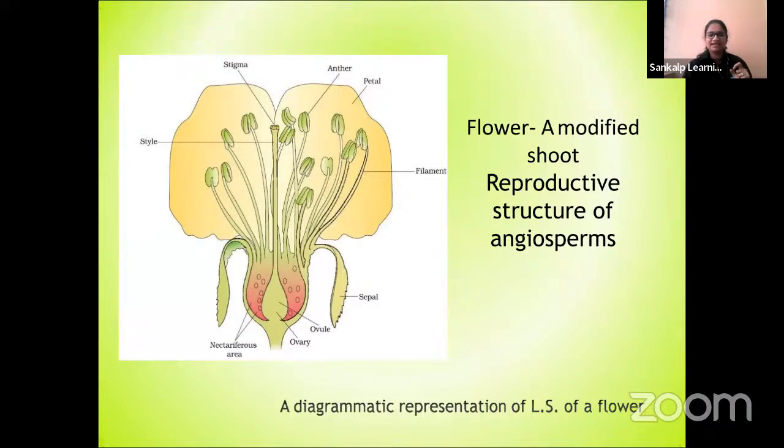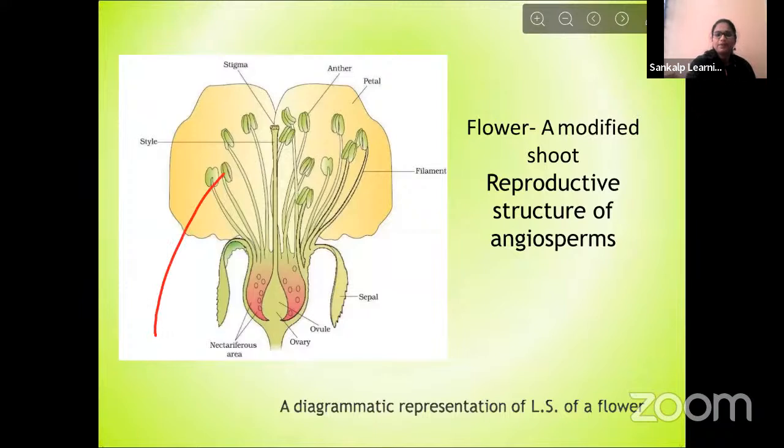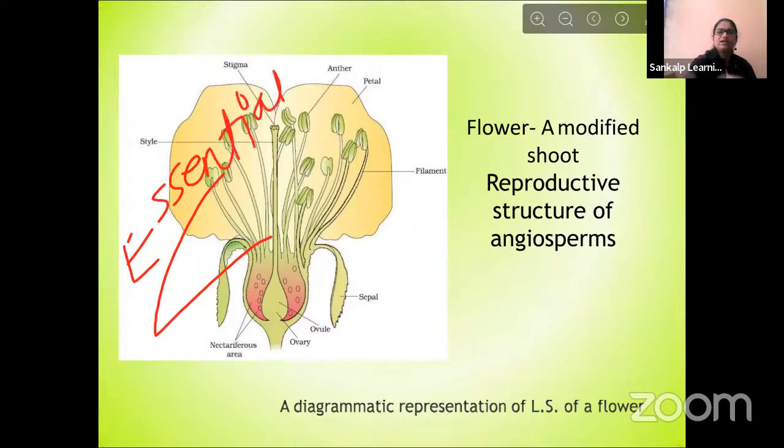Why accessory? Because these are not directly involved in reproduction, sepals and petals, whereas the other parts are there, like stamens and the pistil. So these are the main parts of reproduction. These parts we call essential parts, which are most important for reproduction. Those which are just helping reproduction are called accessory parts. This is regarding the structure of flower.